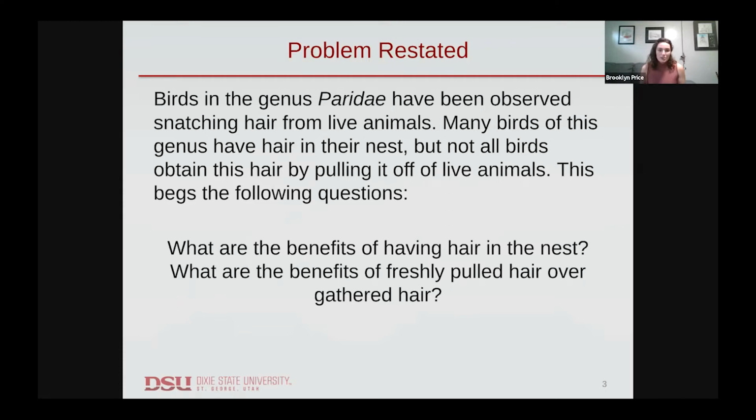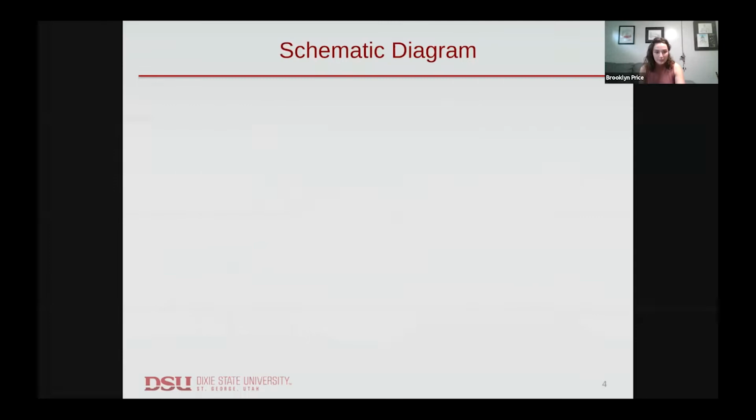Birds in the genus Paradis have been observed snatching hair from live animals. Many birds in this genus have hair in their nest, but not all birds get hair by pulling it off of live animals. This behavior begs the following questions: what are the benefits of having hair in the nest, and what are the benefits of freshly pulling hair off of an animal over gathering hair that's already fallen off of an animal?